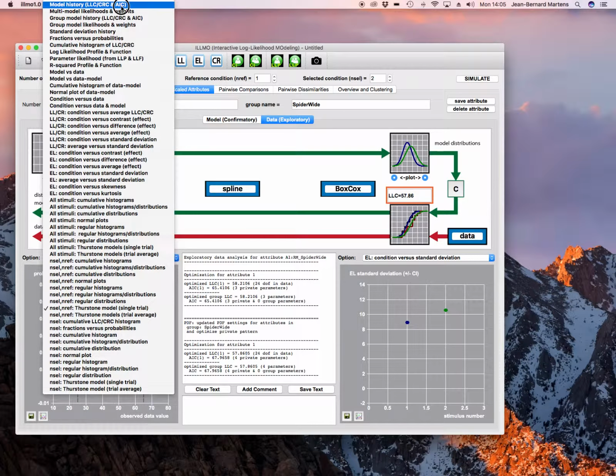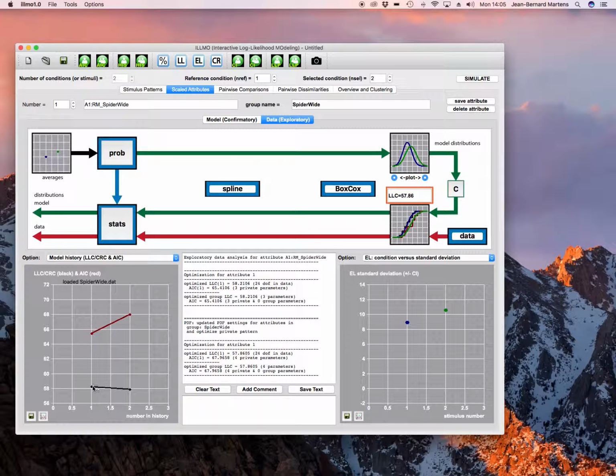Now ILLMO maintains not only the log likelihood criterion, which is shown for both models as the black curve, but it also creates something called the Akaike information criterion, or AIC for short, which is a measure for the quality of the model, because the model's quality is determined by two aspects: the LLC, which expresses the goodness of fit, but also the number of parameters.